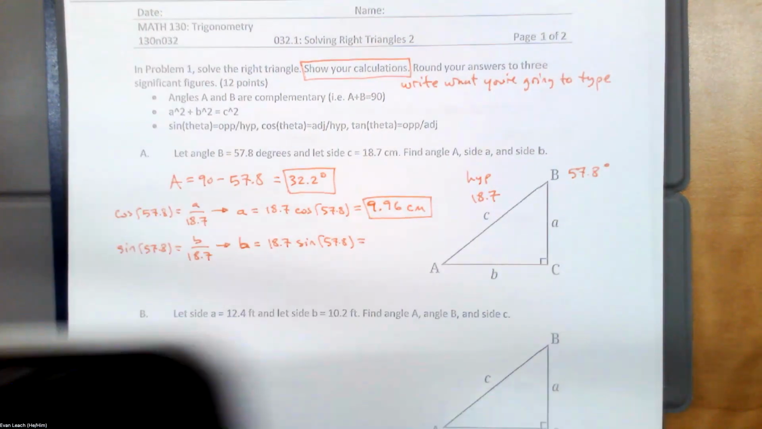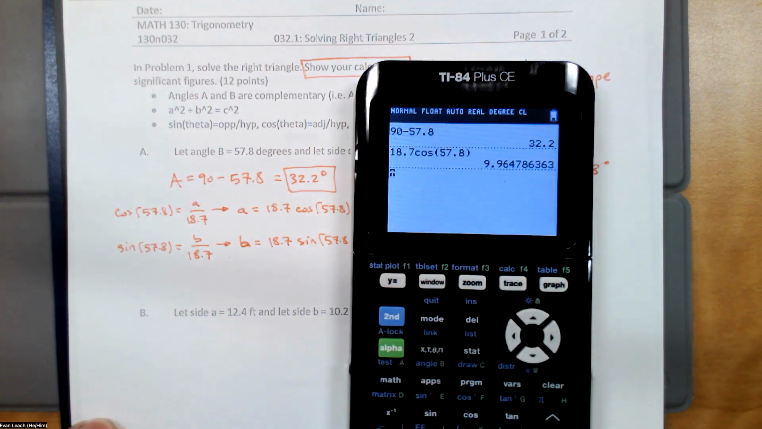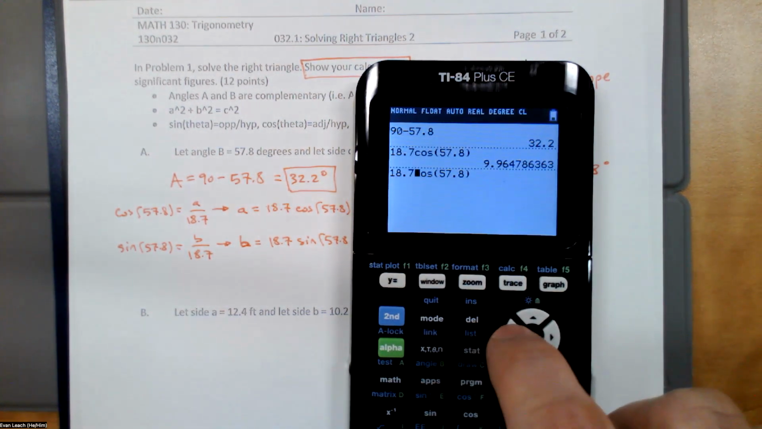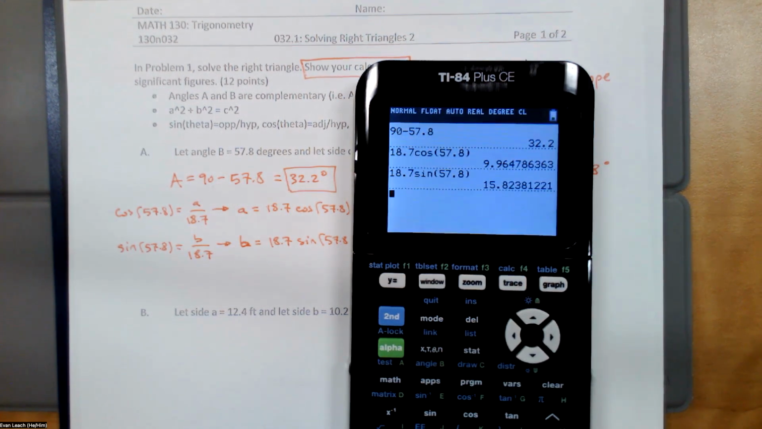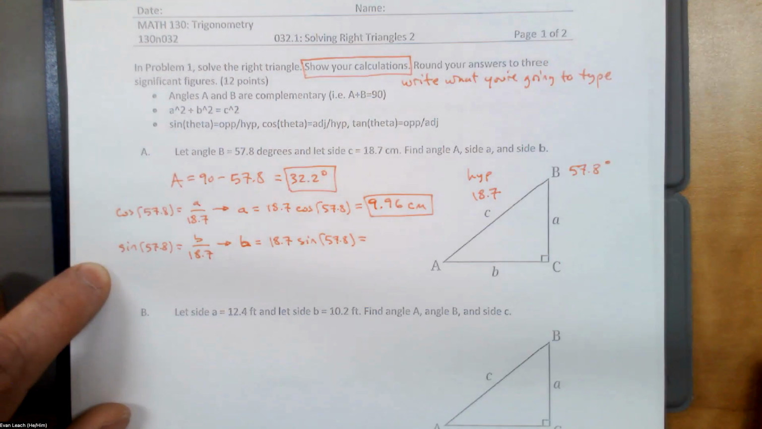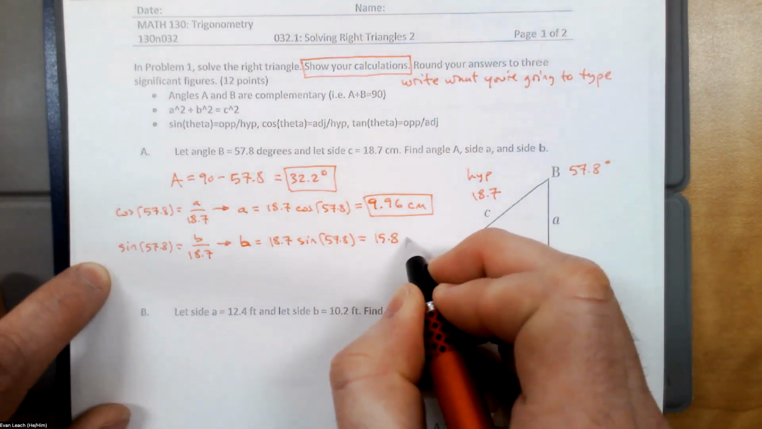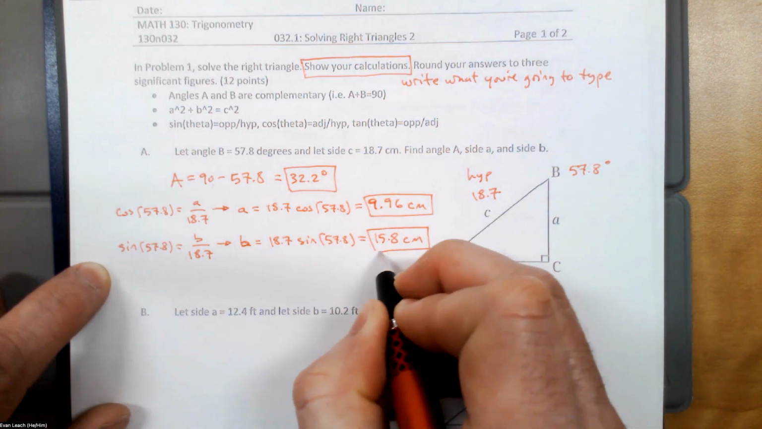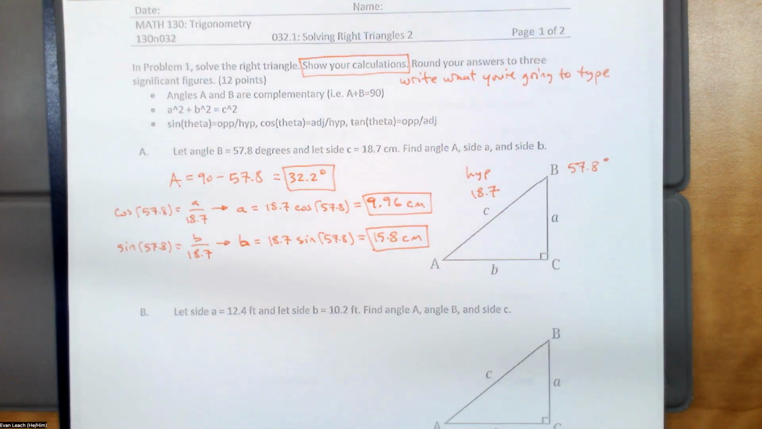Here's the other reason I like this. I can grab my calculator and just say, hit second, enter, and change cosine to sine. So it's less typing. 15.8. So we were able to solve this triangle using just the stuff that we were given. We don't always have that option, but when we do, we might want to exercise it.